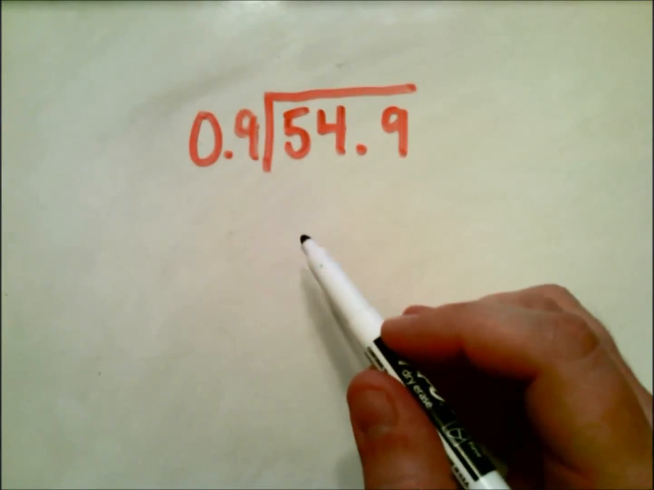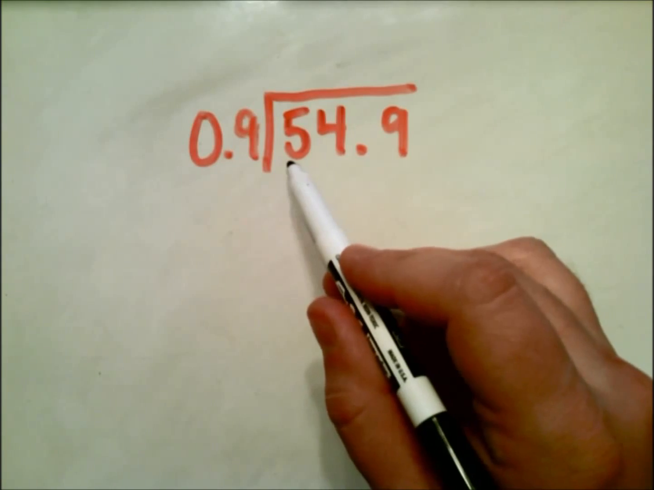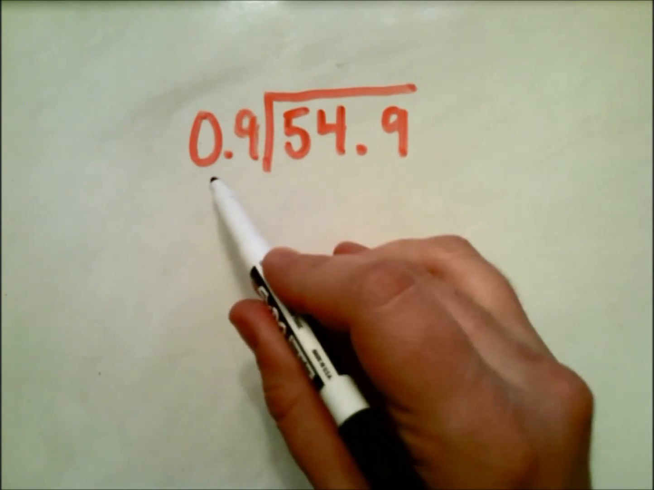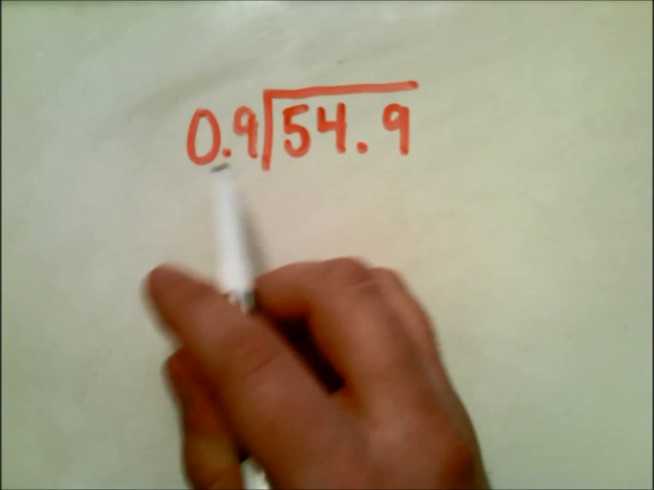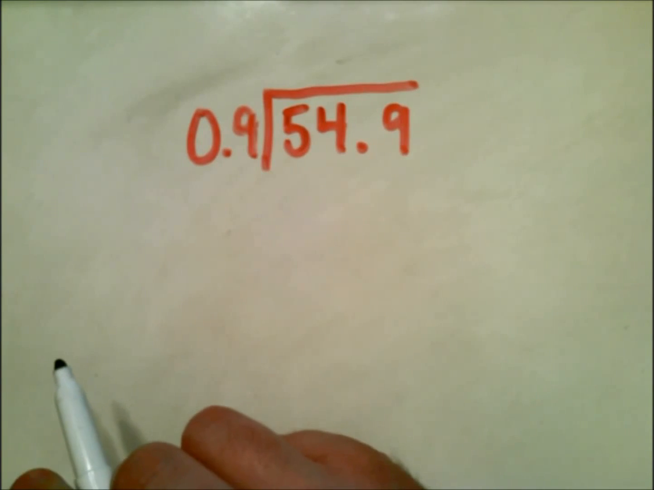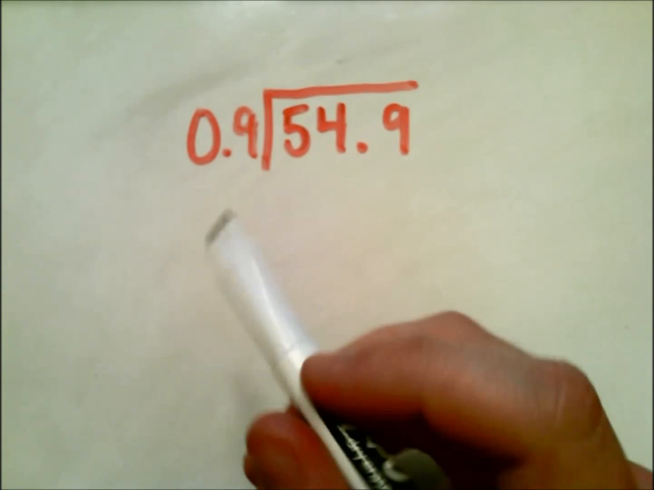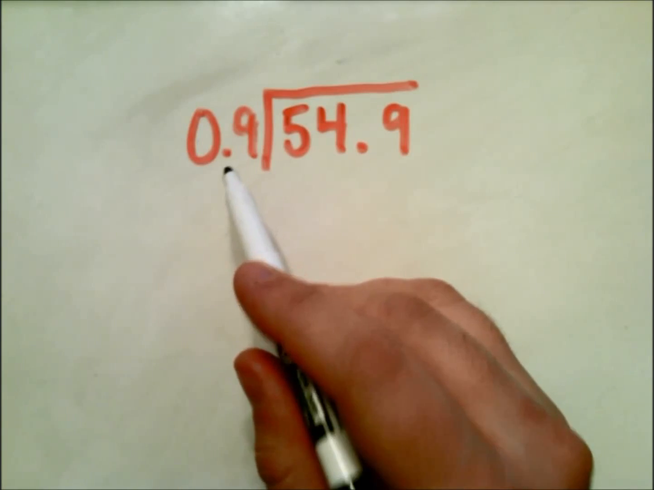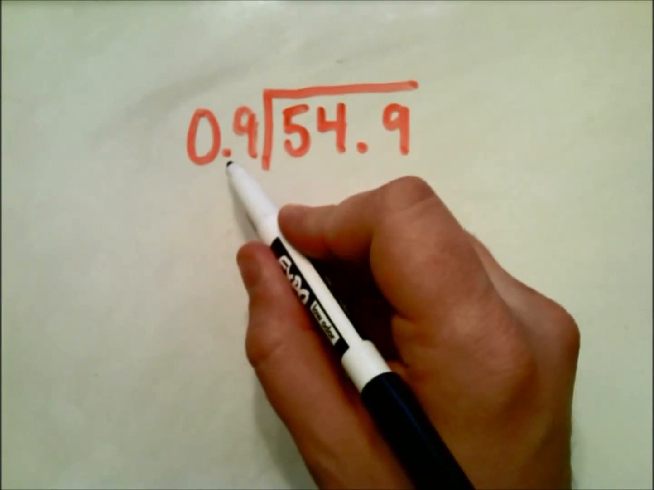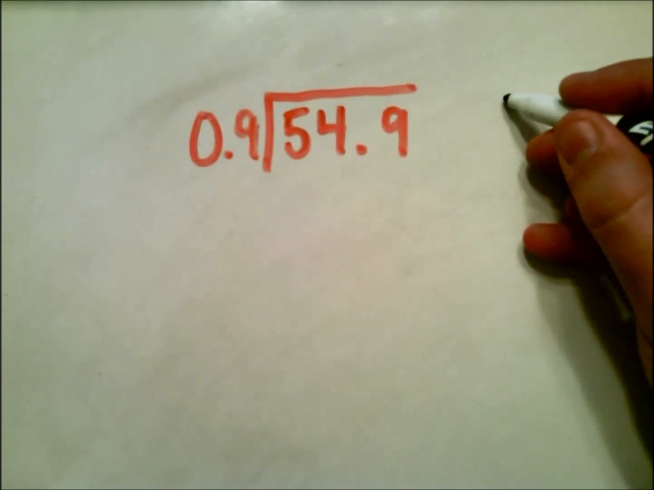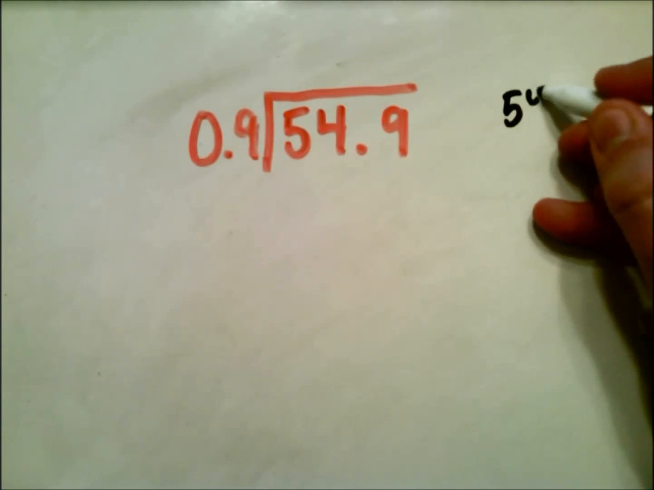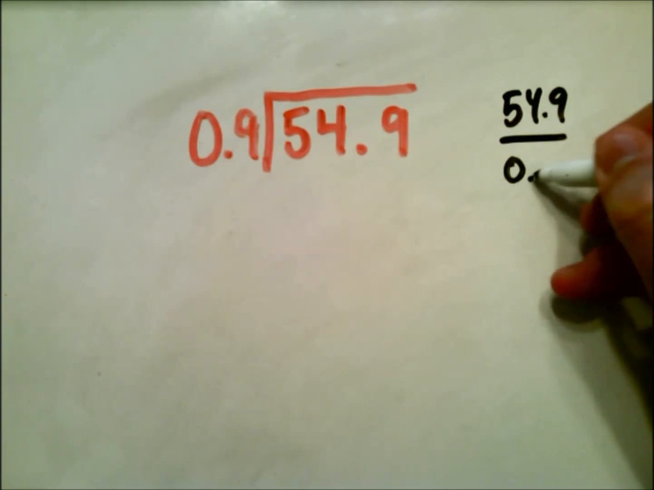All right, so here's one of the examples we're going to be working with. We have our dividend and our divisor. Both of them have a decimal. It's very difficult because I don't know my 9/10ths multiplication tables when doing division. So I need to make this into something we can work with. Using the concepts of fractions, this is 54.9 over 0.9.